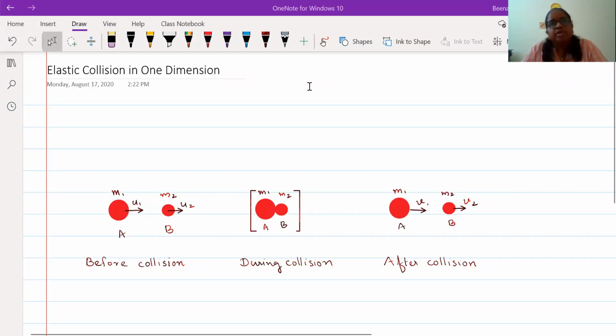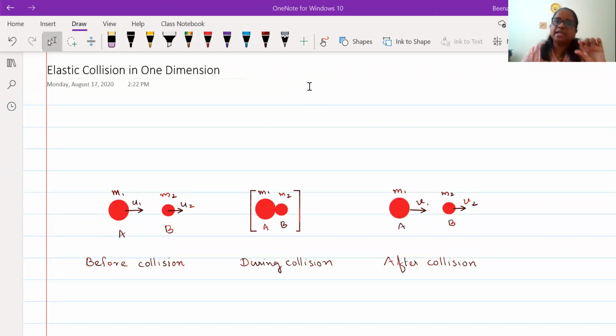We are going to learn about elastic collision in one dimension. Before starting this, we will just revise what elastic collisions actually are. We have learned about two types of collision, elastic collision and inelastic collision. And in elastic collisions, we have seen that momentum as well as kinetic energy is conserved.